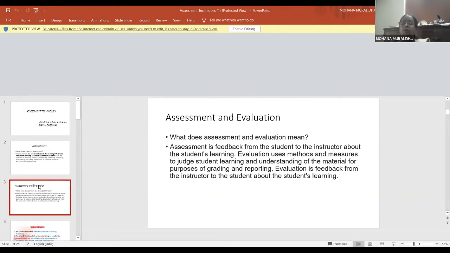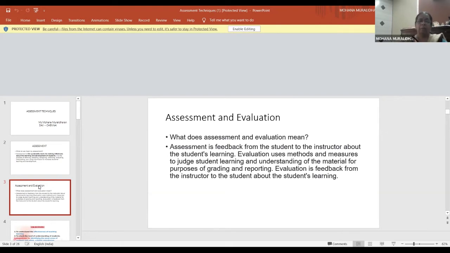If I want to evaluate a student's capacity, I will pose so many questions to the student, and the student should be in a position to evaluate and predict some results. So assessment is just a feedback from the students to the instructor, whereas evaluation uses methods and measures to judge the students' learning and understanding of the material. They need to understand what is being taught, and we give them some credits in the form of marks or whatever it be, to tell them that you have understood this, and that is it.